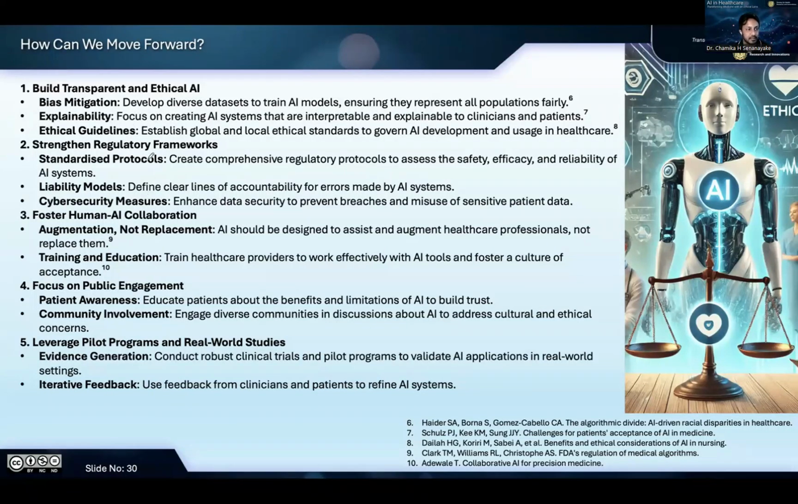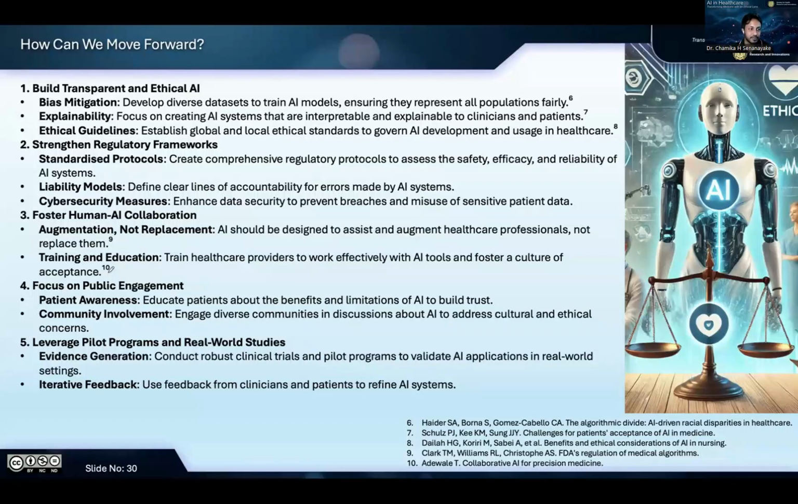And also ethical guidelines: establish global and local ethical standards to govern AI development and usage in healthcare. And we have to strengthen the regulatory frameworks with standardized protocols, liability models, and cybersecurity measures. And I think we don't have to create a fear against AI. I think we should develop a culture of collaborative AI. So, as I mentioned earlier, we should take it as an augmentation, not a replacement. That's like another debate, I think.